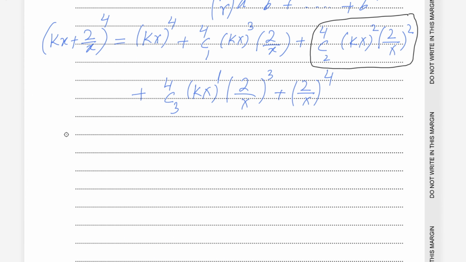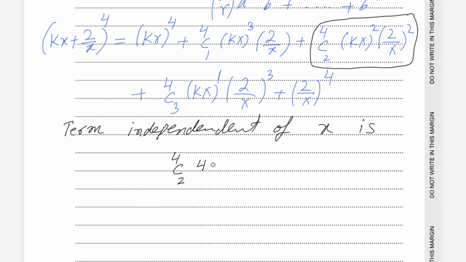So we can write here: the term independent of x is, because this x squared and this x squared will cancel out, it is left with only 4k squared, and there is 4C2 as well. It will be 4C2 into 4k squared. This is the term independent of x. If you solve this by using a calculator, you get the answer as 24. You write 4C2 multiplied by 4, you will get 24k squared. So this is the term independent of x. There is no x in this term.